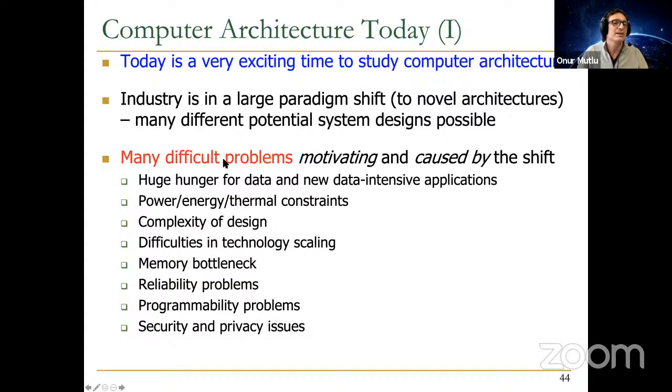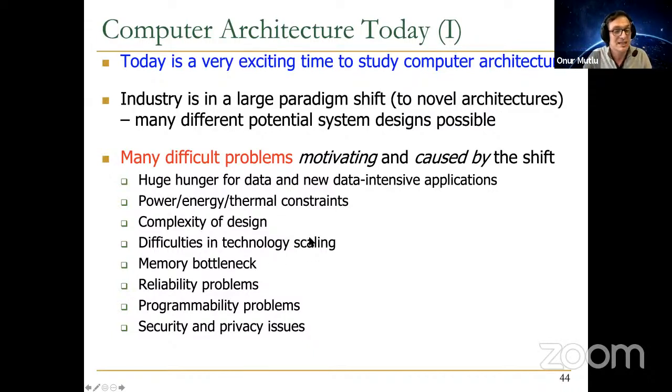And this shift is really motivated by many difficult problems. And also it's caused by the shift as well. So we have many difficult problems motivating the shift. We have many difficult problems caused by the shift at the same time. So we would like to solve all of those problems. I've written some examples over here. I'm not going to talk about all of these. I'm going to give you some examples in these lectures that you will see. But clearly we have a huge hunger for data and new data intensive applications, hopefully for the good. We have significant constraints like power, energy, and thermals, depending on the design constraints. Designs are becoming very complex.